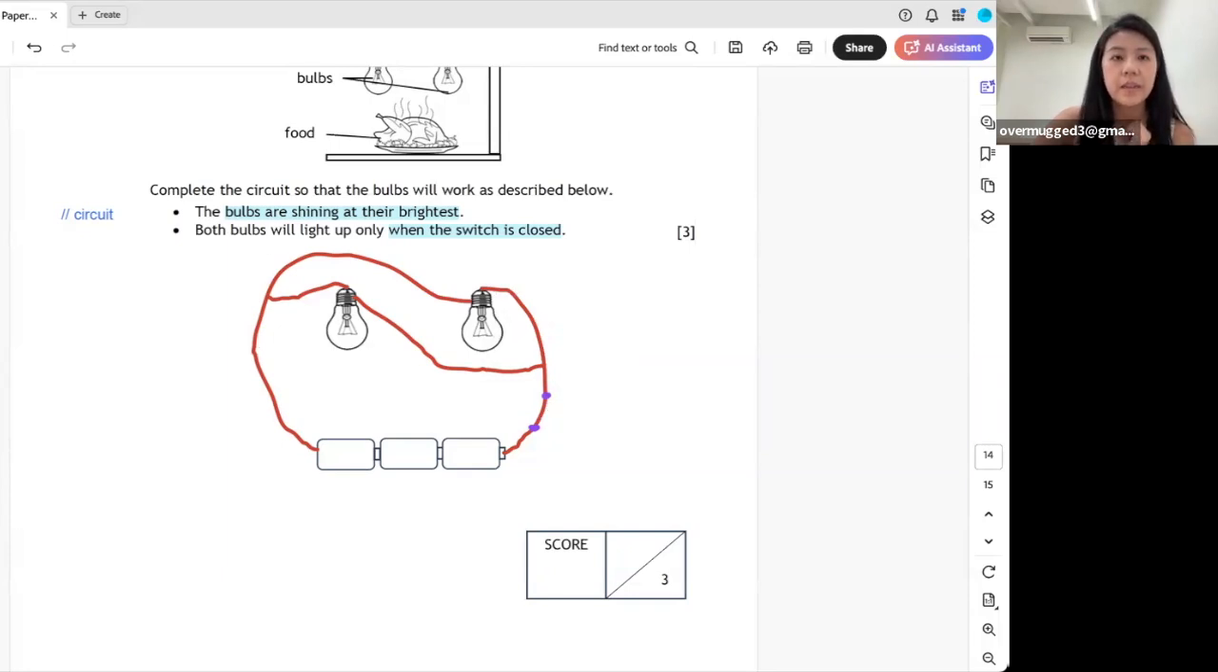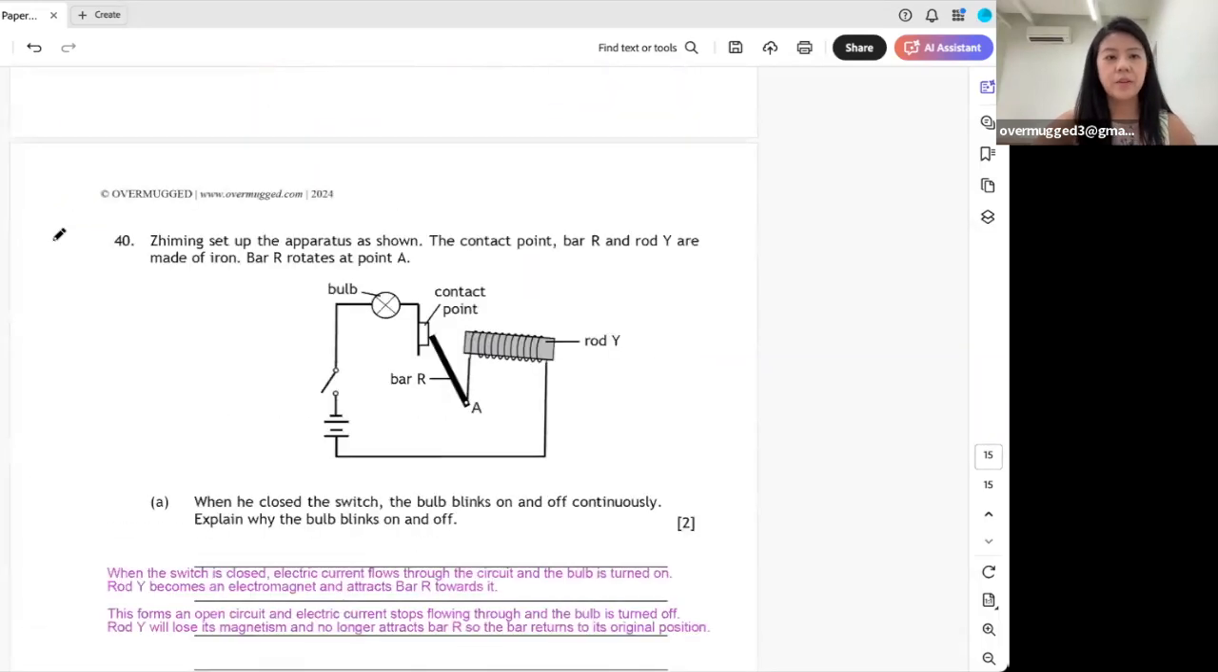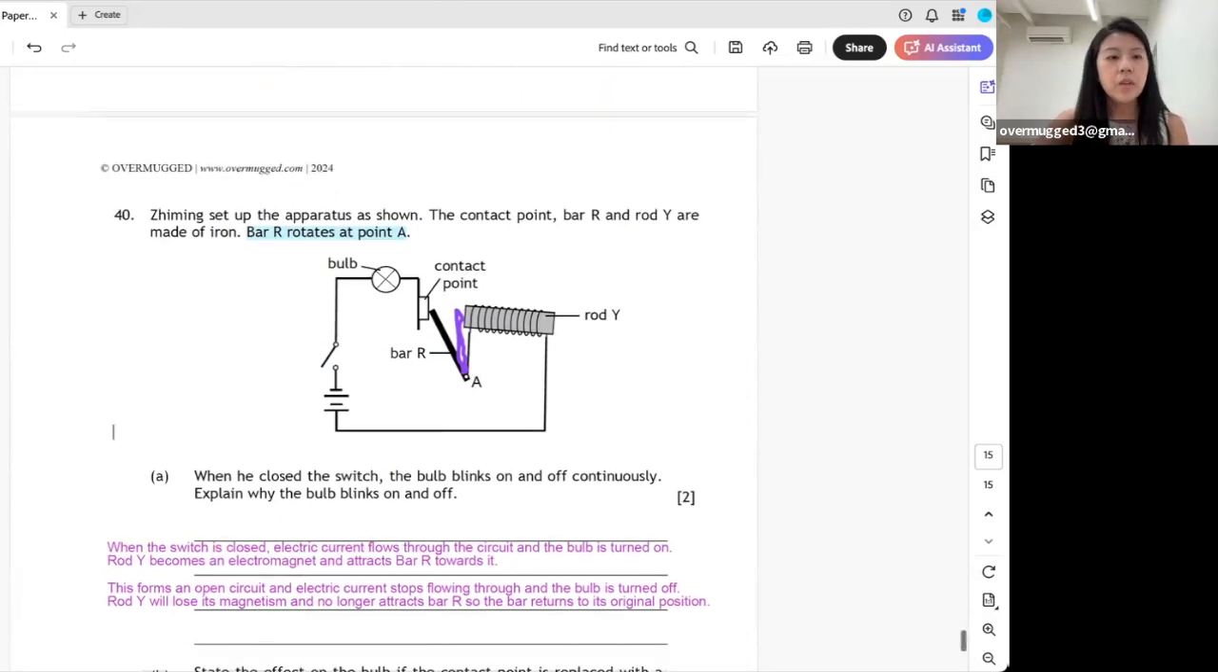Okay. Last one. We're down to the last question. Now, Jimmy set up the apparatus as shown. Contact point, bar R and rod Y are made of iron, and bar R rotates at point A. So what you can do is to take a pencil and then draw the bar here to show that it's moving, left and right. Now, you are asked to explain why, when the switch is closed, the bulb blinks on and off, on and off.